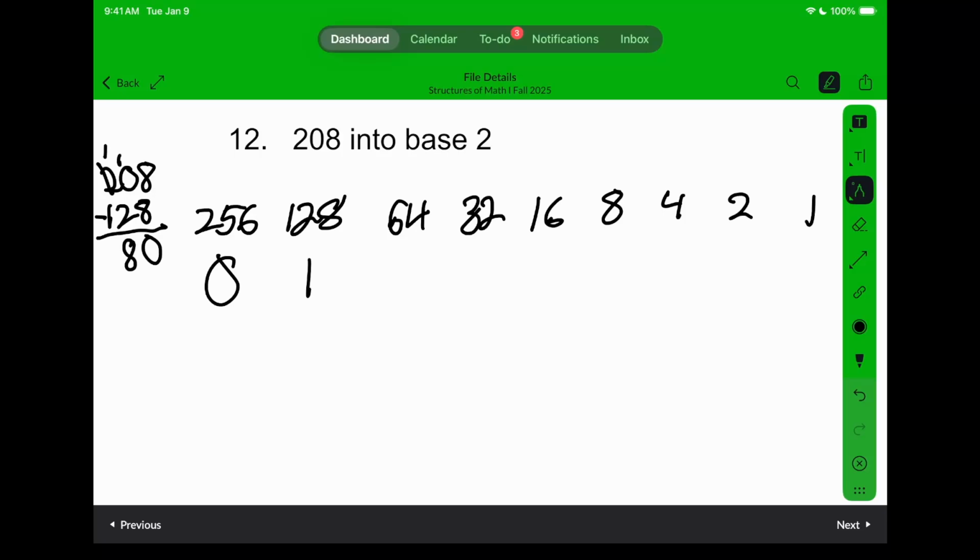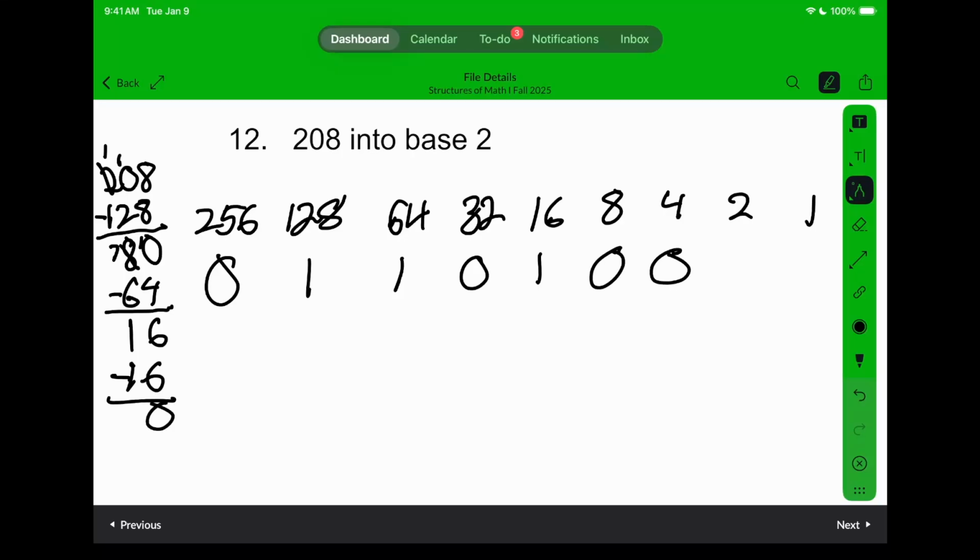80, 64 can go into that. 16, so we can put 0 for 32. 16 can go into 16, and we're left with 0. So we don't need any of these numbers. So 208 into base 2 is 1, 1, 0, 1, 0, 0, 0, 0.